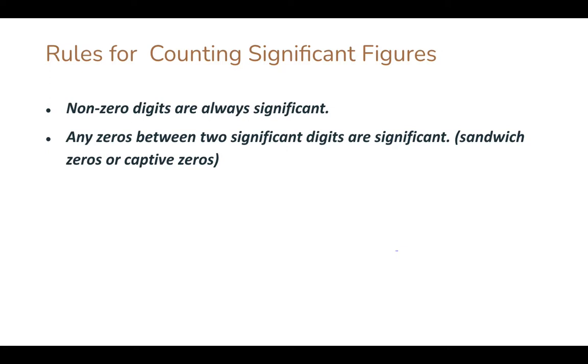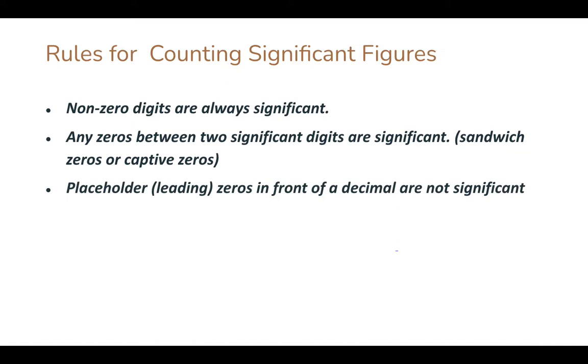So a good way to do this is to give zeros little nicknames. Any zero between 2 significant digits is counted and considered significant. You can call those zeros between 2 digits sandwich zeros or captive zeros, because sandwiches and captives are between things, being held. Then we have something called placeholder or leading zeros. These are zeros in front of a decimal. So like 0.0005, none of those zeros are considered significant. They're called placeholder or leading zeros, and they are zeros you do not count. Captive zeros you count, placeholder leading zeros you do not count.